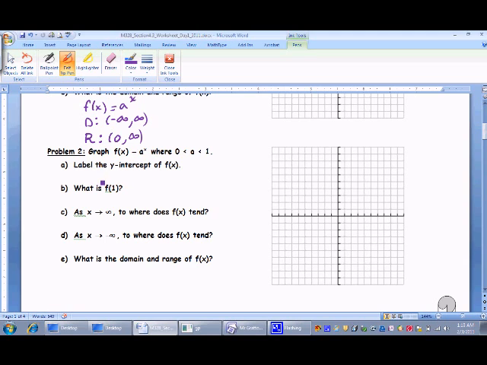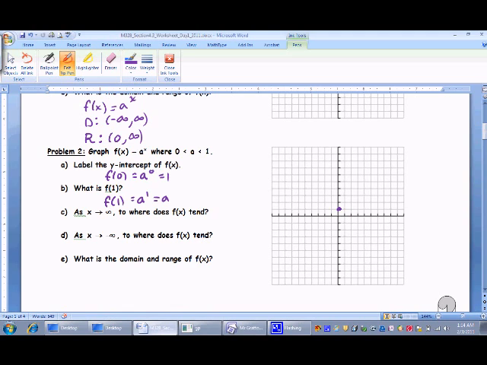So first, label the y-intercept of f of x. Well, f of 0 is a to the 0th power, which equals 1. So we still have our same y-intercept at (0, 1). f of 1, same idea again. f of 1 is a to the first, which just equals a.